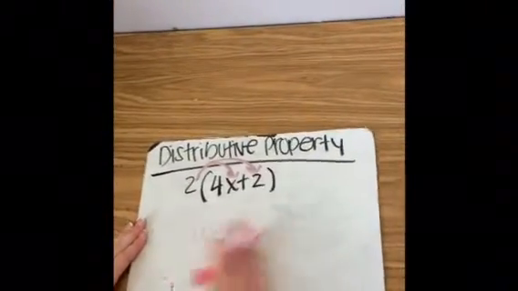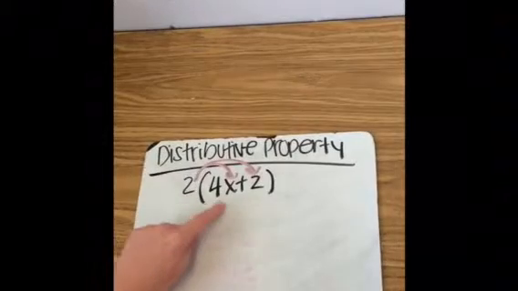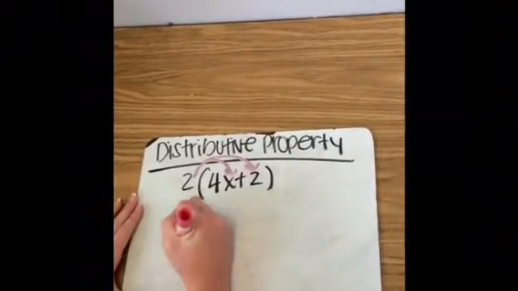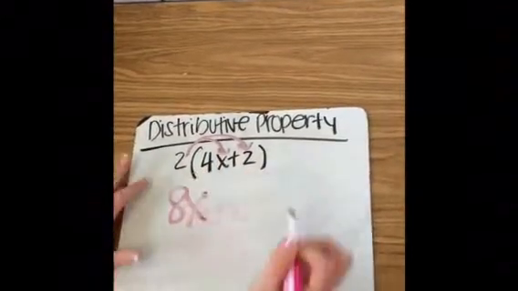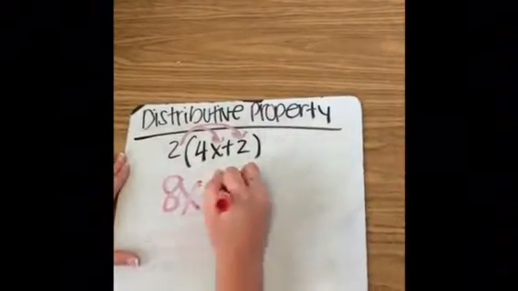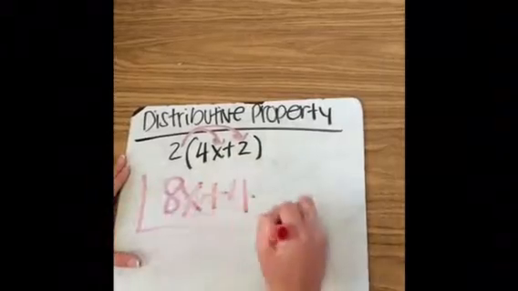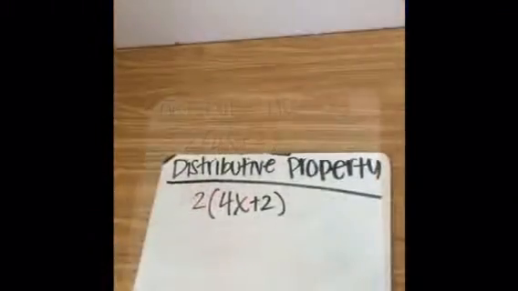2 times 4x is 8x. 2 times 2 is 4. These are all positive numbers, so this is your final answer. This is the longer way to do it.